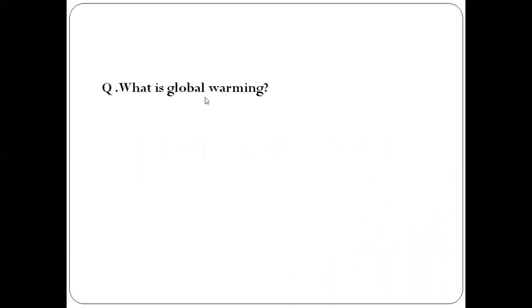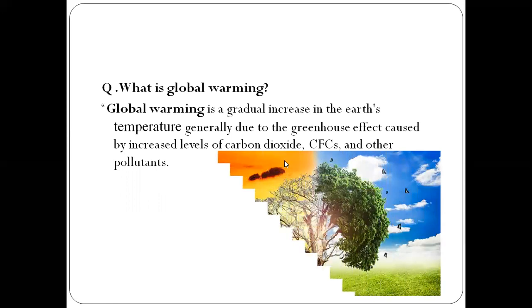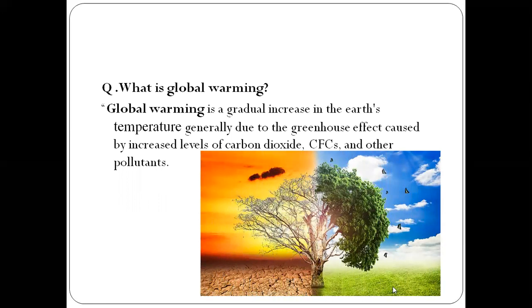Now let us try to know the meaning of global warming. Global warming is a gradual increase in the Earth's temperature, generally due to the greenhouse effect caused by increased levels of carbon dioxide, CFCs, and other pollutants. This image depicts how dangerous global warming is. You can predict. Just look at the image, children.